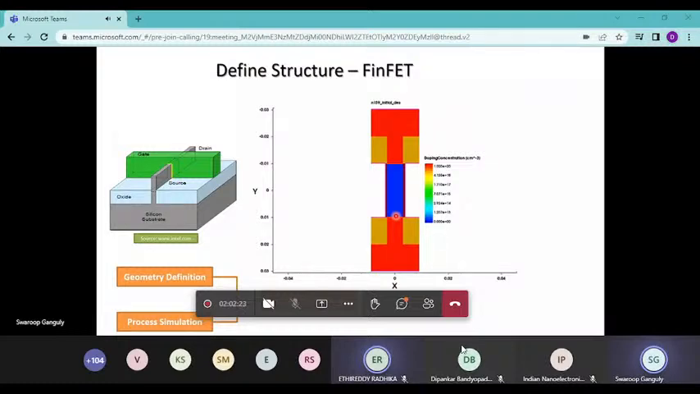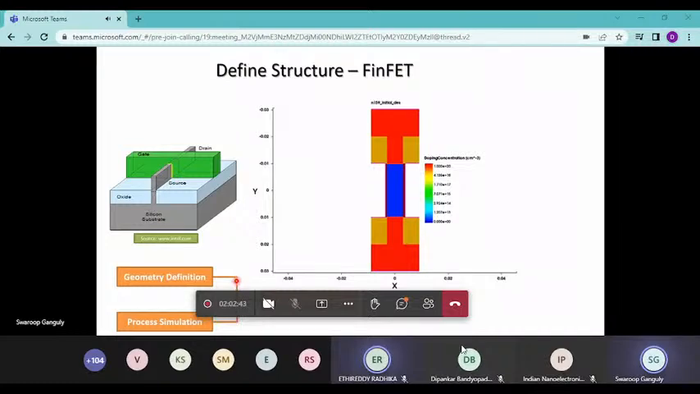Now, how do we define the structure? There are two ways to do it. I know that my talk will be followed by one from Silvaco, so you will learn about these in a much more operational and practical way. I will try to guide you through the basic ideas here.